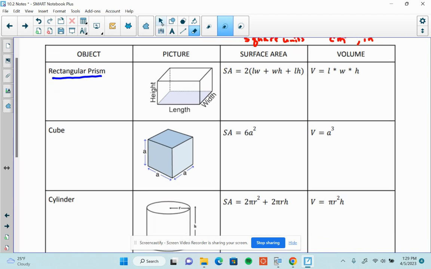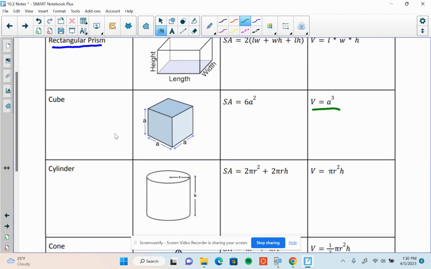The cube is like the rectangular prism, but all 3 of the dimensions are the same. The length, the width, and the height are all the same. Notice these are all the same. So the formula for surface area becomes 6a squared. I have 6 faces on that cube, and all of them are a times a, or a squared. The volume, the length and the width and height are all the same, so length times width times height becomes a times a times a, which is a cubed, because they're all the same.